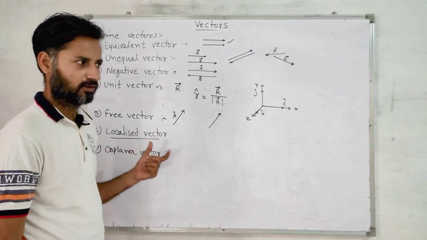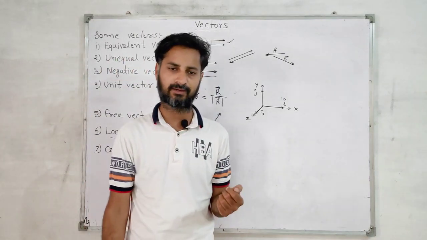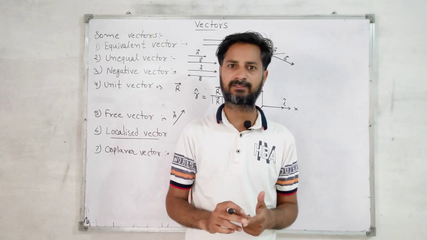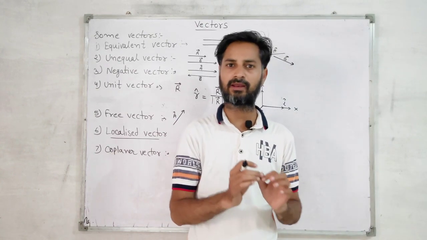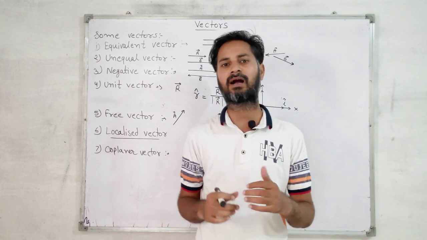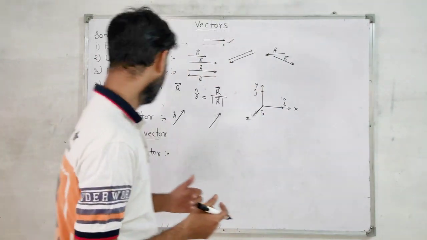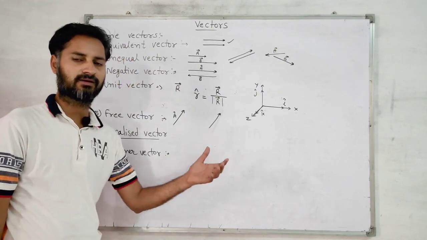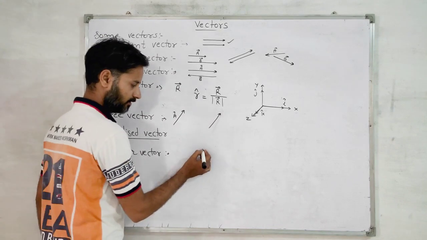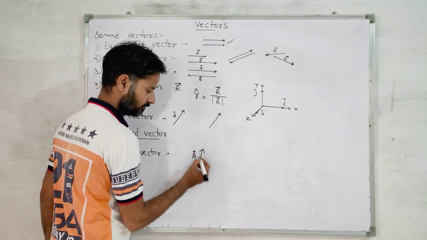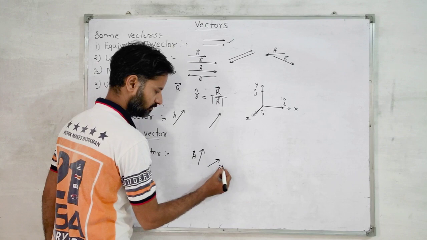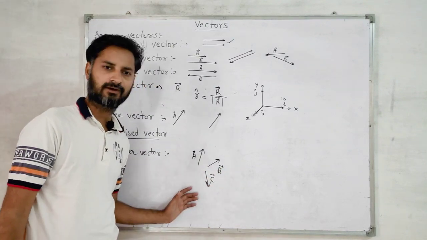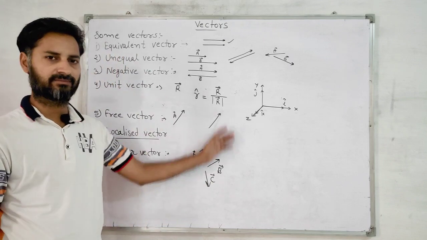Localized vectors are those vectors for which the line of action and the position are important. It means we can't displace them from their position. And coplanar vectors are those vectors which lie in the same plane, like these three vectors are coplanar vectors as they lie in the same plane.